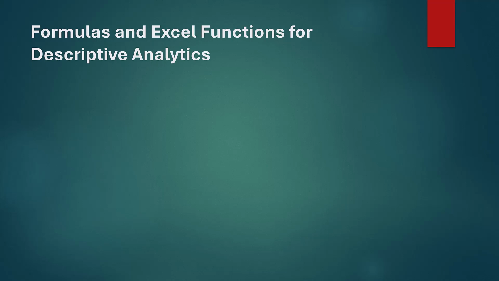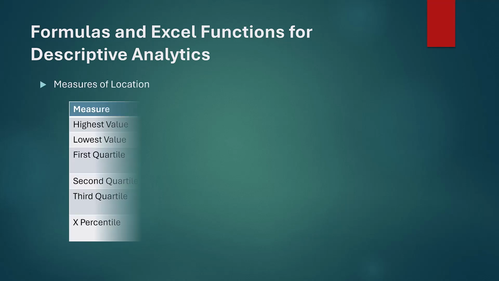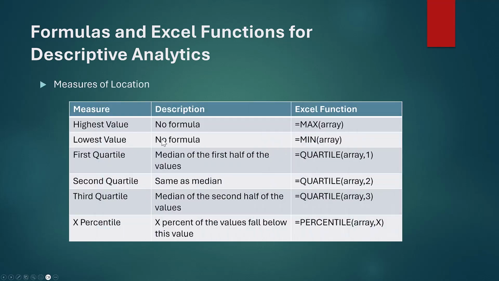Formulas and functions for measures of location. Highest value, there is no formula, there's a procedure, but there's an Excel function called max. Lowest value, no formula, but a procedure. Excel has a function. First quartile, second quartile, third quartile, it's all a procedure, but Excel has functions: quartile 1, quartile 2, quartile 3. Percentile has a function in Excel, PERCENTILE(array, x). So if I want to find the 60th percentile, my x will be 0.6.